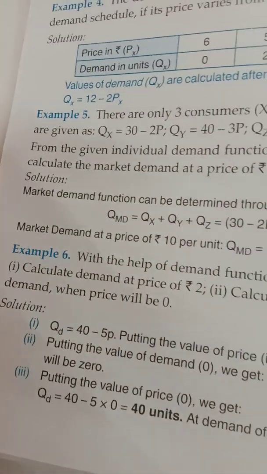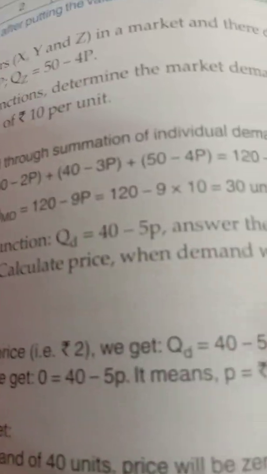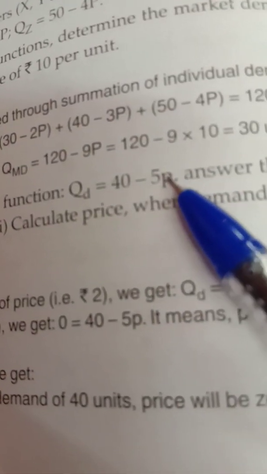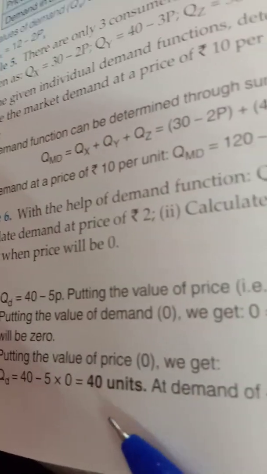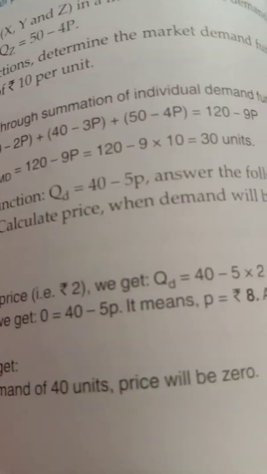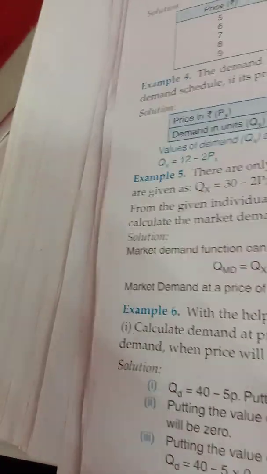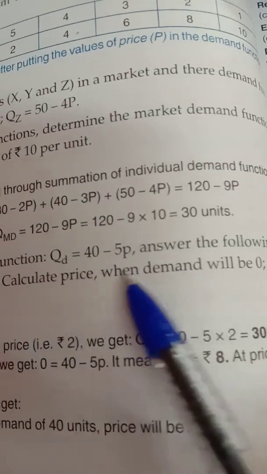Calculate demand when the price will be 0. When the price is 0, then you will get the quantity demanded, that is basically 0, 0, then 40 units. So definitely the quantity demanded will be 40 units when the price will be 0. That you have to calculate in this way. The question can come in this equation. The equation will always be like this.